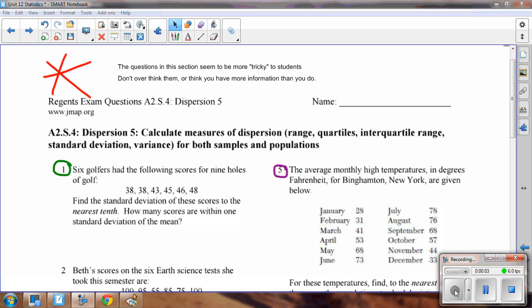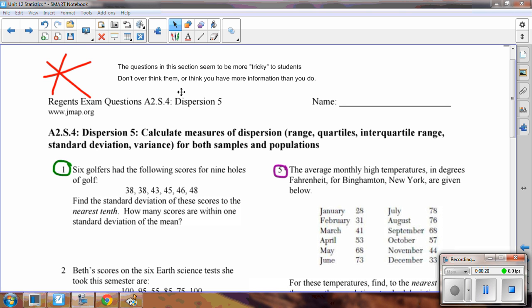This is Unit 12, Statistics. This is the Dispersion section, and this is video number 3 of the Dispersion. I think in the last video I said I was going to do the worksheet that said Dispersion 4, but Dispersion 4 is just a continuation of Dispersion 3.